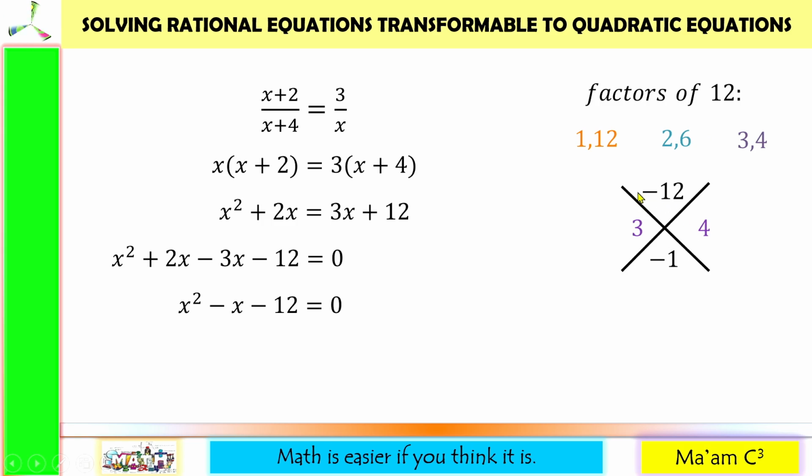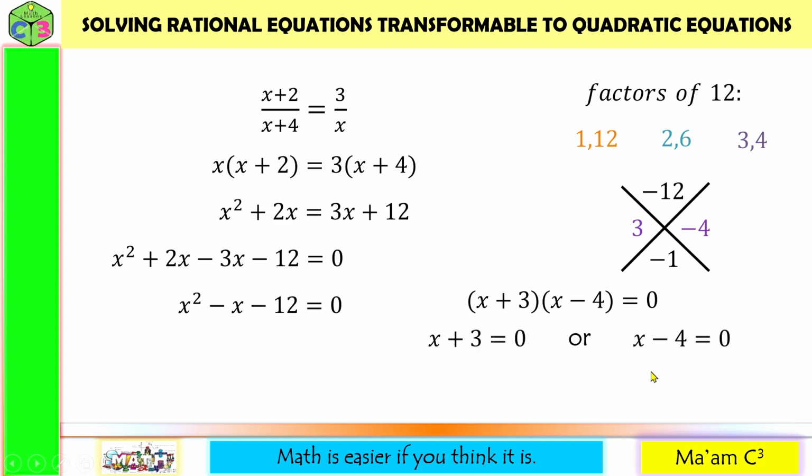Since our product is negative, one of these factors must be negative. And since the sum is negative 1, then the bigger number should be negative. So these are our factors. Quantity x plus 3 times x minus 4 equals 0. x plus 3 equals 0, or x minus 4 equals 0.